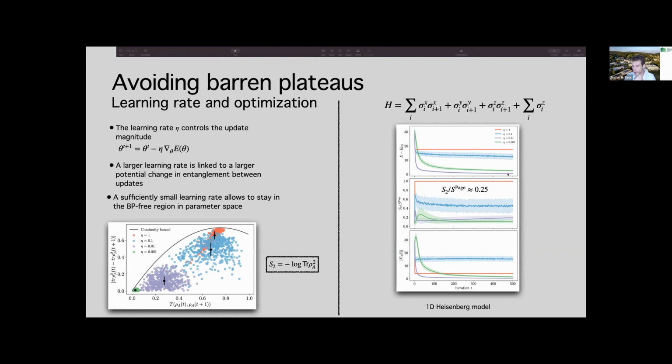And we nearly converge to the ground state energy. And so if we were to decrease the learning rate further, this is now the green curve, you can see that the performance is slightly worse. So the main message is that you basically just want as high of a learning rate as possible to still stay in this Barren Plateau free region in the parameter space.